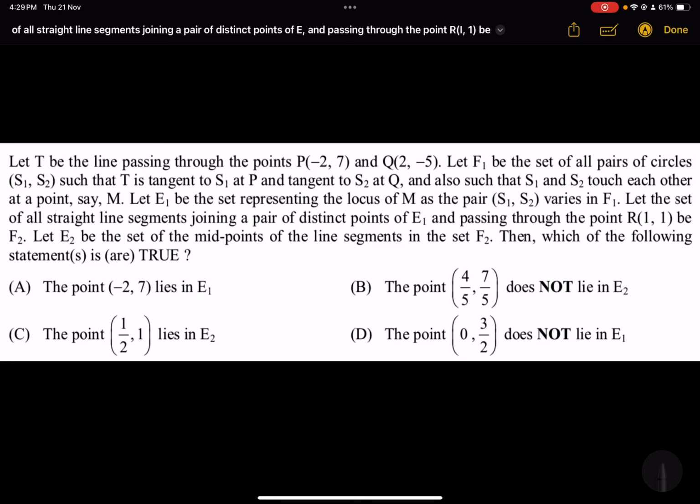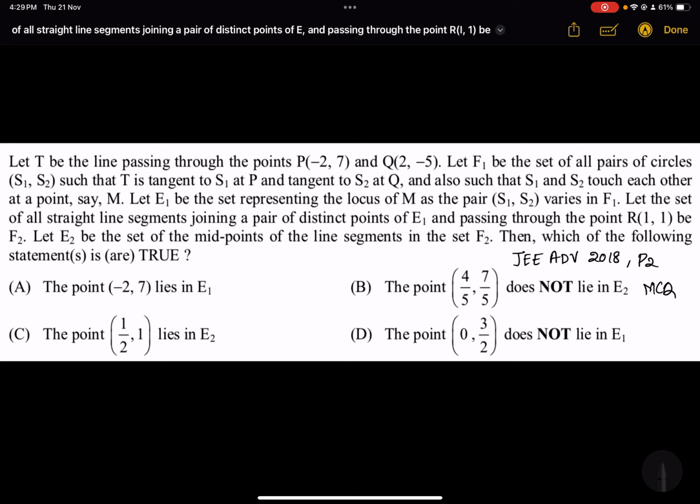Hi, this question appeared on JEE Advanced 2018 second paper. It is basically an MCQ based question, so it has more than one correct answer, and the question is from conic sections. It looks like there is a lot of information given in the question, and it looks like a very confusing thing to understand and make sense out of all of this information.